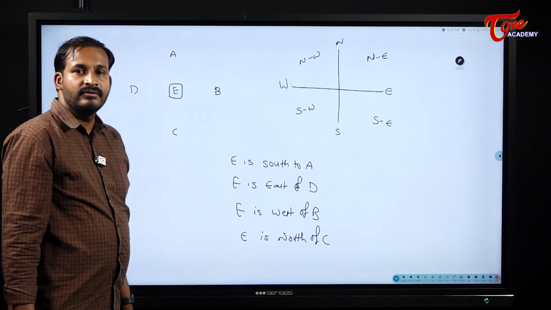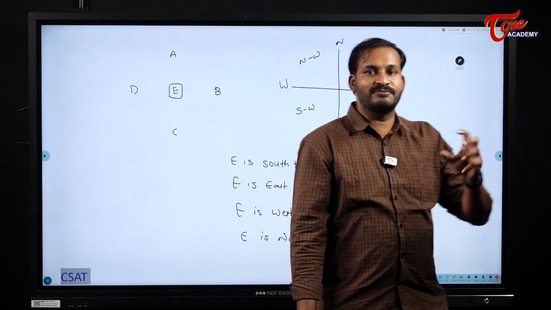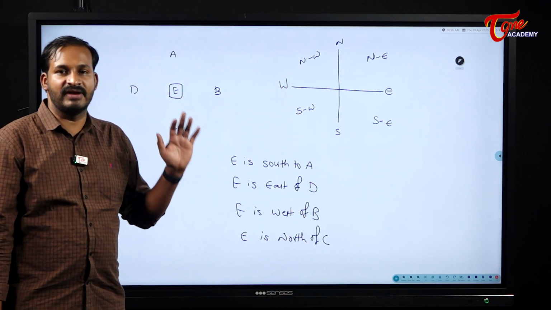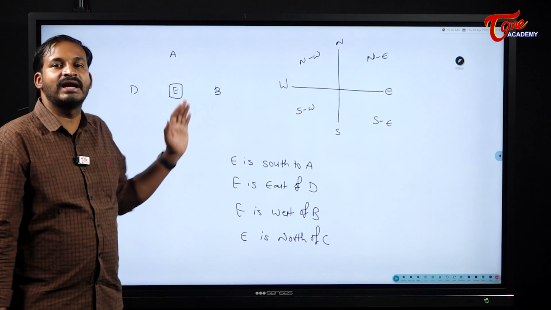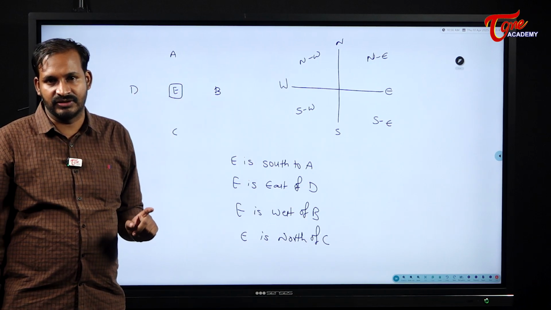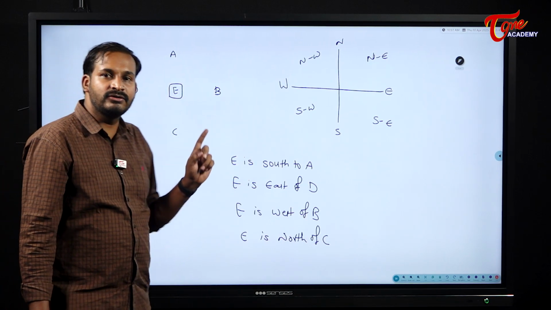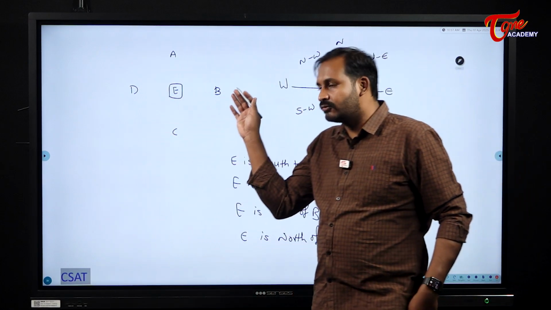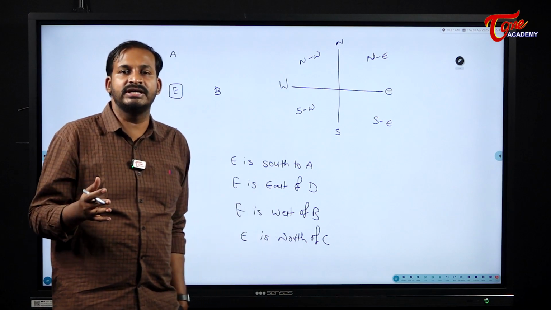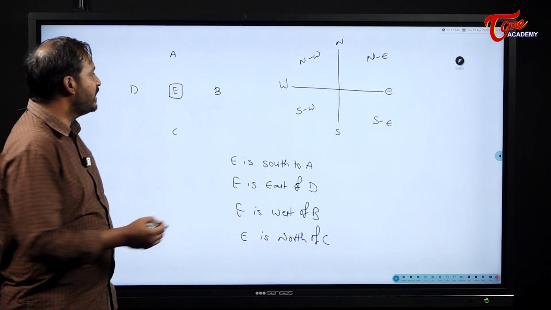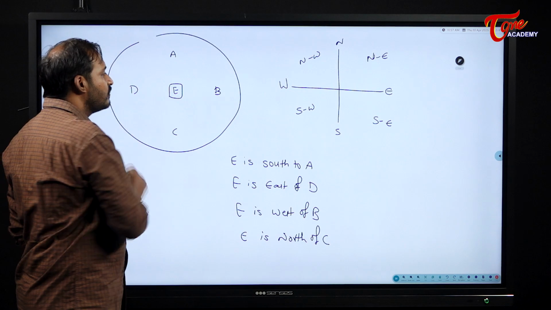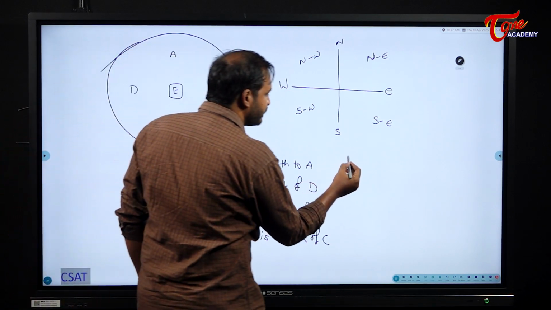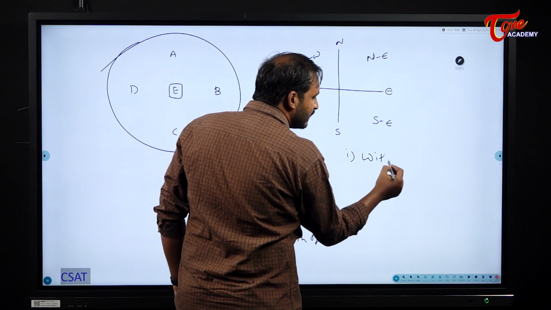So, here the direction changes with respect to the person. From person to person, our directions will always vary. With respect to whom we are telling the direction is very important for us, students. At any cost, we need to check with respect to whom we are going to tell our final direction: with respect to A, B, C or D. Based on this only we are going to tell the directions. Okay, the first and important concept is with respect to whom we are telling our direction.